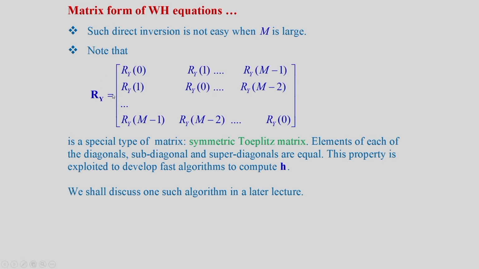Now, let us examine this R y matrix. We see that all its diagonal elements are R y 0. Similarly, these super diagonal elements will be R y 1, all elements will be R y 1. Similarly, all elements along this subdiagonal will also be R y 1. So, that way R y is a special type of matrix known as the symmetric Toeplitz matrix. Elements of each diagonal are the same and elements of each super diagonal are the same, like that elements of each subdiagonal will also be the same. This is not only Toeplitz, but it is symmetric also. This one is R y of 1, here also R y of 1. So, that way this is a symmetric Toeplitz matrix, and this property is exploited to develop a fast algorithm to compute h. We shall discuss one such algorithm in a later lecture.